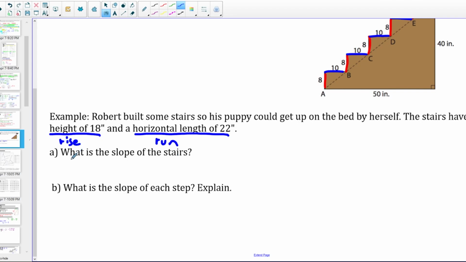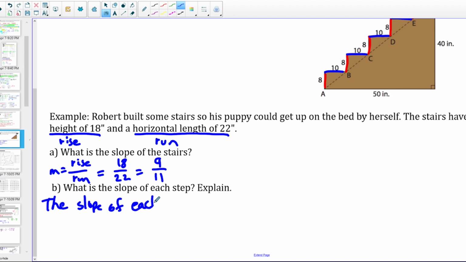So our slope is equal to rise over run, which is equal to 18 over 22. And we can simplify this by dividing both the top and the bottom by 2. So we get 9 over 11. So the slope of each step will also be 9 over 11.